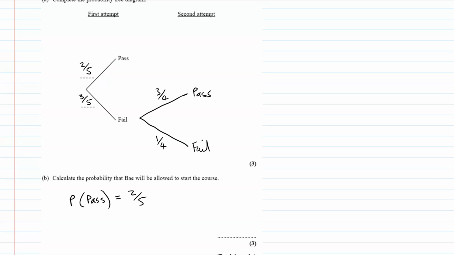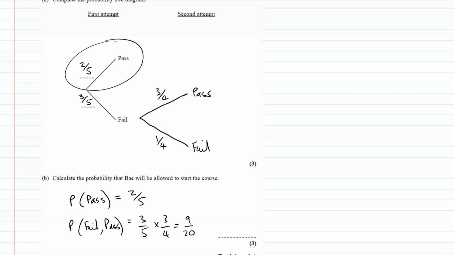The other route he can have to start it is if he fails first and then passes. So fail first is 3/5 chance. So now we're going fail first, then pass. So we're multiplying along, always multiply along the branches, times 3/4. And we get 9/20. And both routes mean that he'll be able to start the course, because to start the course, all he has to do is pass the test on the first attempt or pass it after failing once. They're the 2 routes to get there.